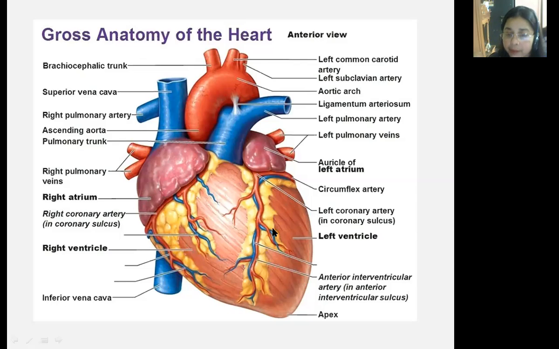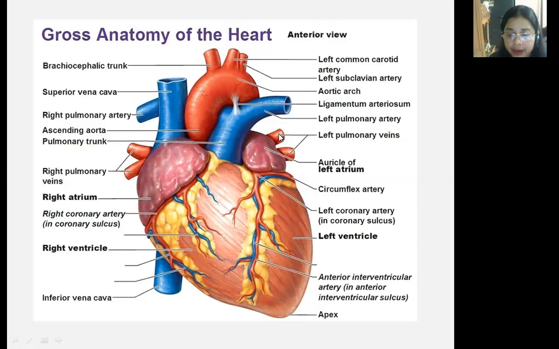Again, the major blood vessels which leave the heart are the aorta and the pulmonary artery. From the gross anatomy of the heart, we can see this is the aorta, the major artery, which again has branches. One is the brachiocephalic trunk. Second is the left common carotid artery. Third, the left subclavian artery. Now this arch part is the aortic arch.